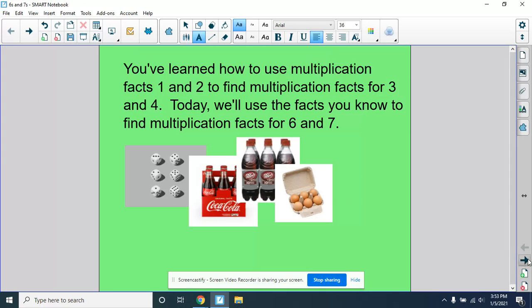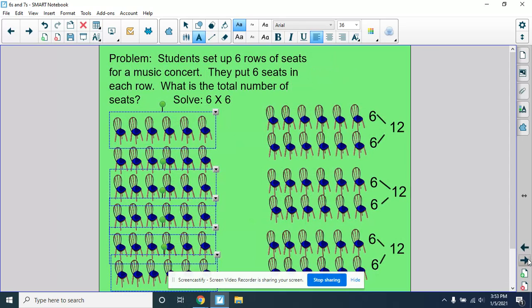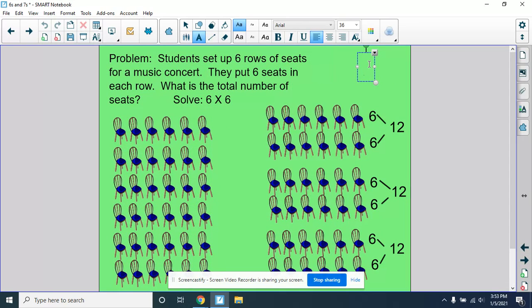Now, let's take a look at this example. All right, we have students set up 6 rows of seats for a music concert. They put 6 seats in each row. So what's the total number of seats? We would find 6 times 6. But how do we break apart a 6? Well, there's actually a couple ways of doing it.